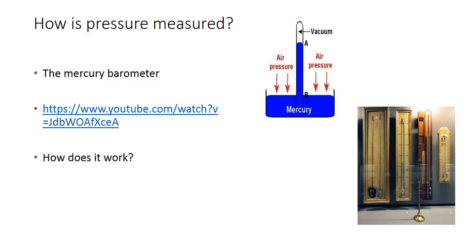So how is pressure measured? We measure pressure using instruments. Actually, there are more than two types of instruments, but for this class, we'll talk about only two. The first one is the mercury barometer.